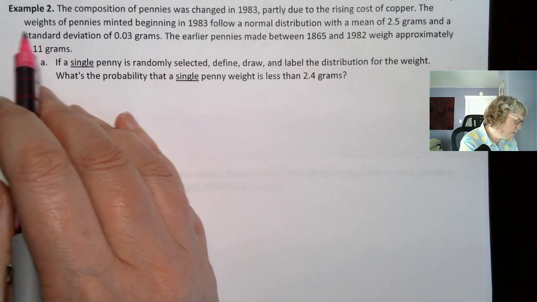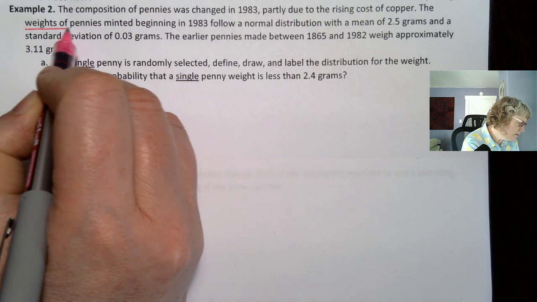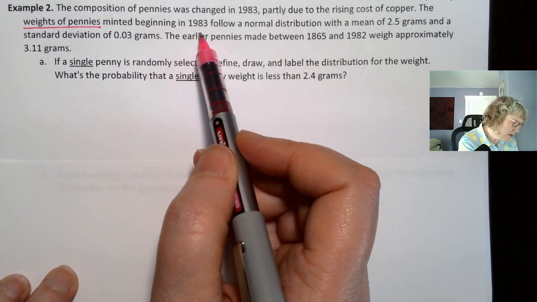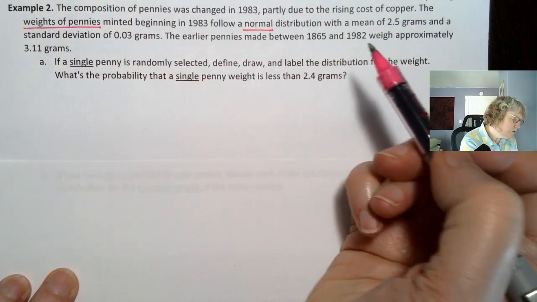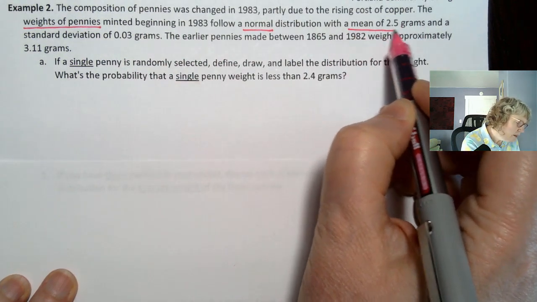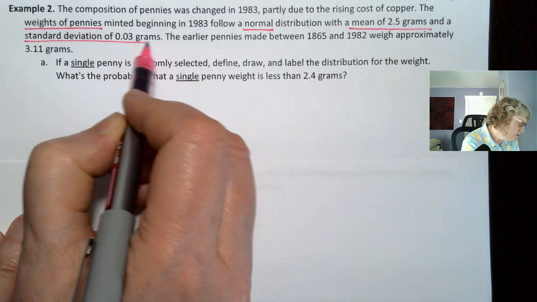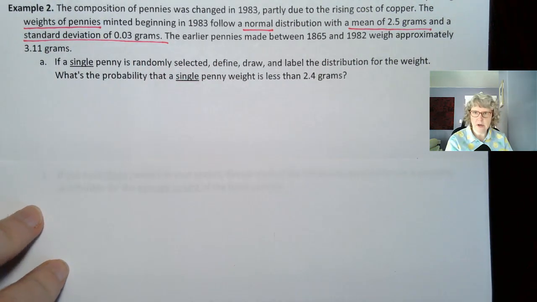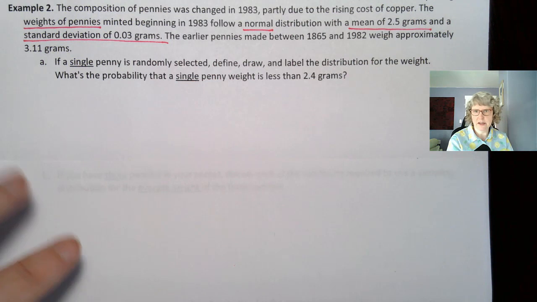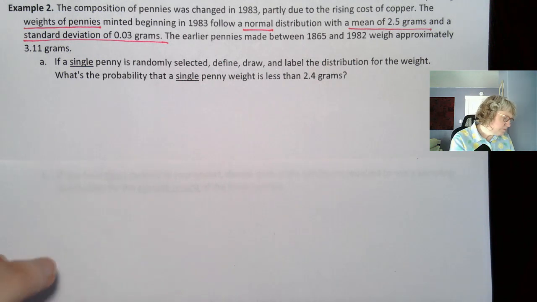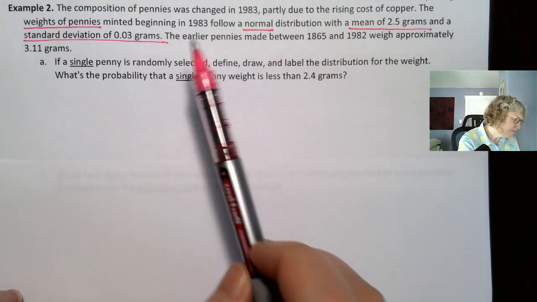The weights of pennies, okay, so we're talking about weights. The weights of pennies minted beginning in 1983 follow a normal distribution with a mean of 2.5 grams and a standard deviation of 0.03 grams. Okay, so I'm kind of underlining as I go, but keep in mind you might need to read a question a few times to get all the information out of it. I've read these many times and sometimes done the video a few times as well.